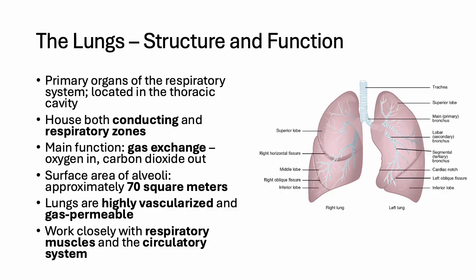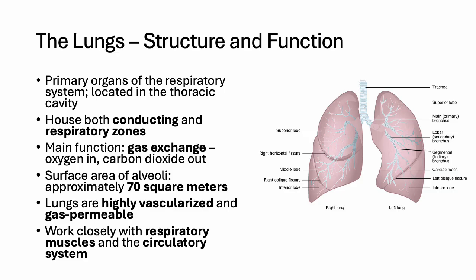Now let's talk about the lungs. These are the primary organs of the respiratory system, located in the thoracic cavity. They house both the conducting and the respiratory zones. The conducting zone is where air moves in and out of the respiratory tract, and the respiratory zone is where actual gas exchange occurs. This division allows for efficient filtering, humidifying, and delivery of air before it reaches the delicate alveolar surfaces.